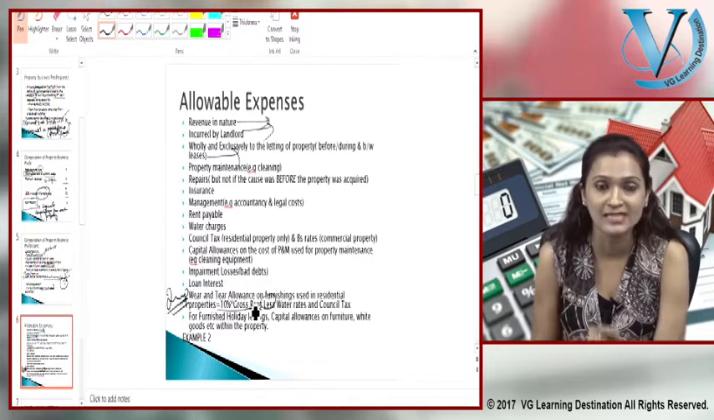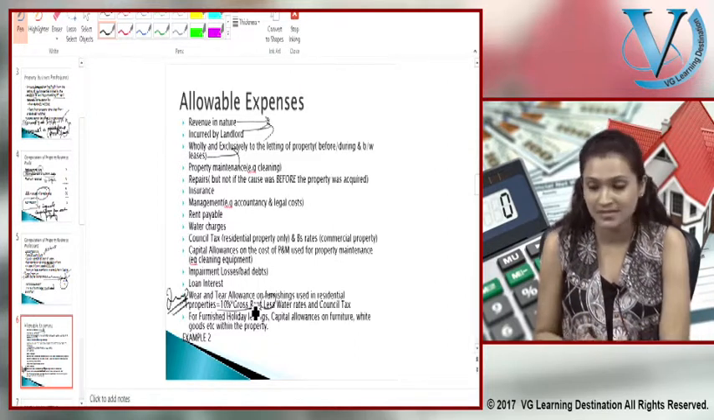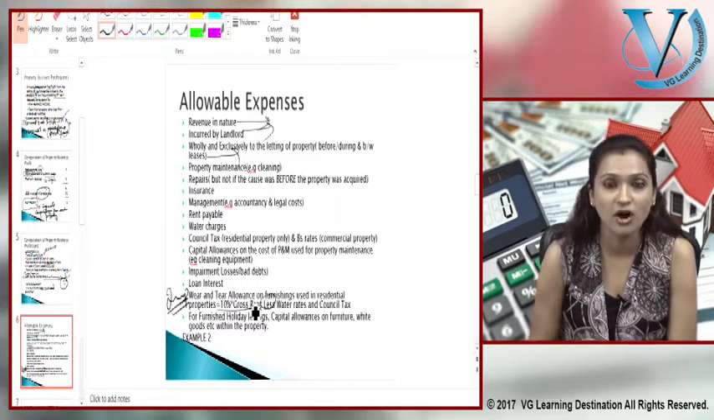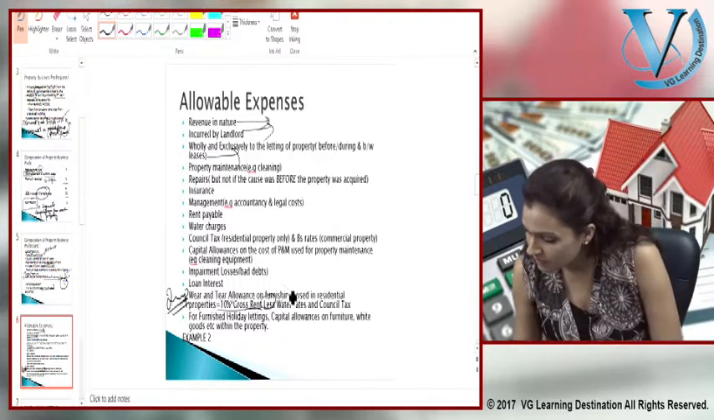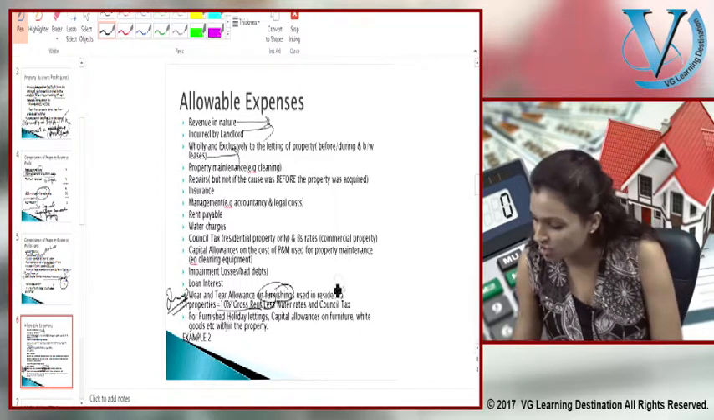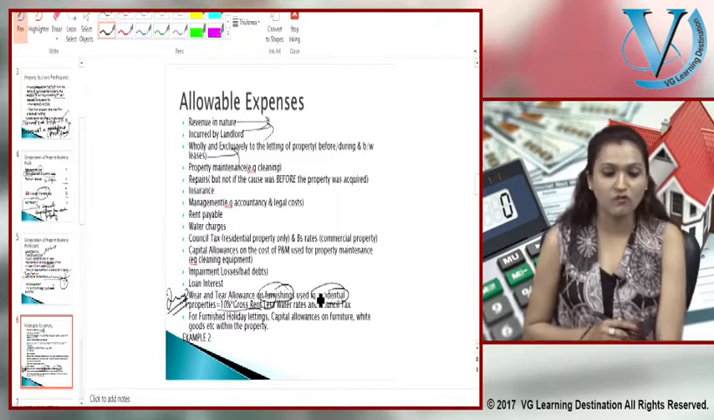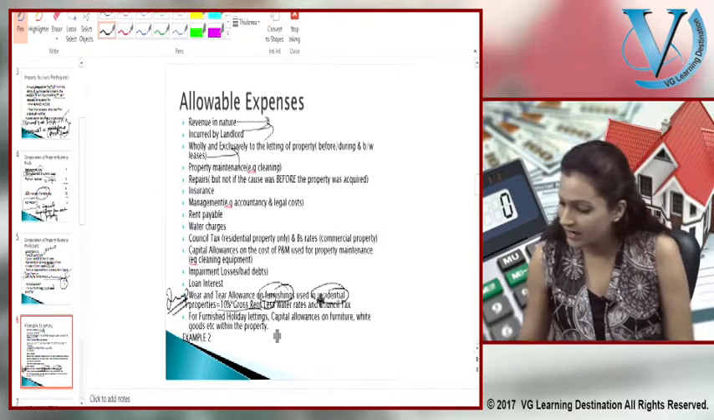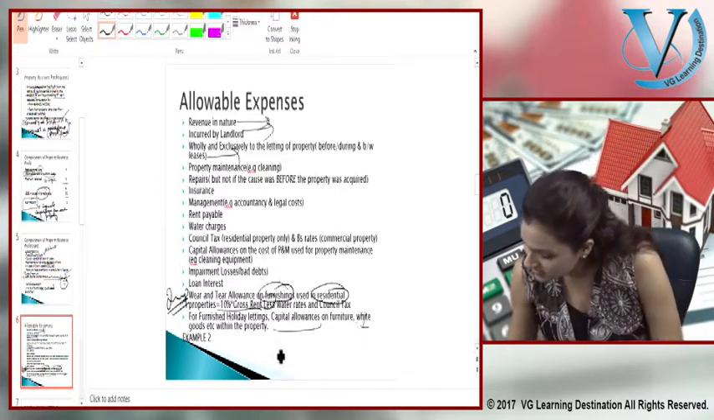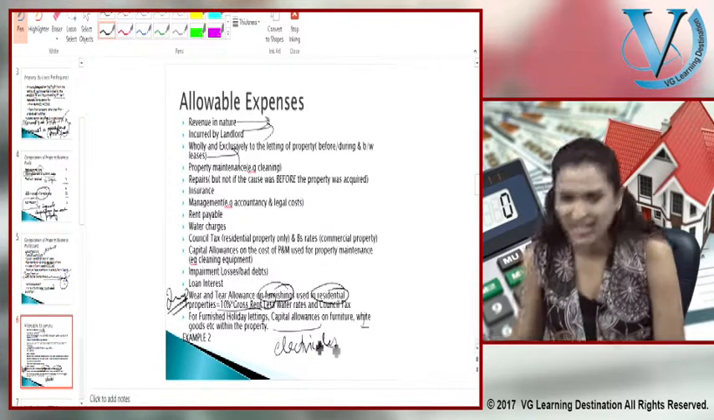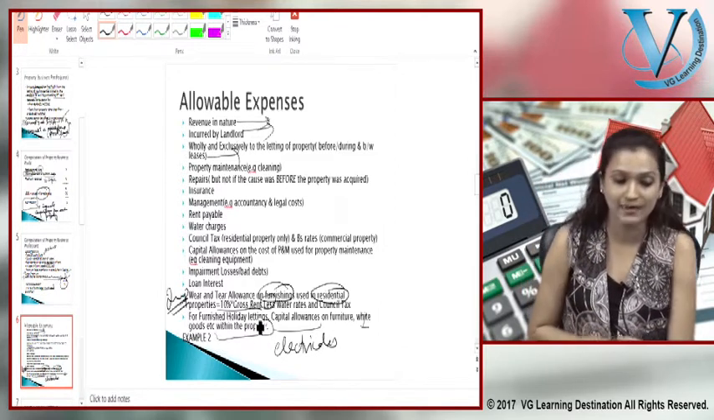Always you need to include this in calculating your property rental income, your net profits from your property business. Always deduct your wear and tear allowance, provided the property is a furnished property used for residential purposes. You need to reduce a wear and tear allowance. Also for your furnished holiday lettings, a capital allowance on furnished or white goods, which basically means electricals like refrigerator, microwave, would be reduced if it is within the property itself.